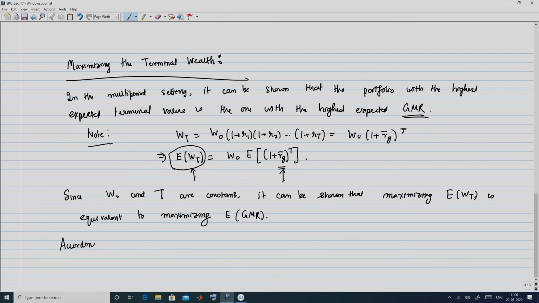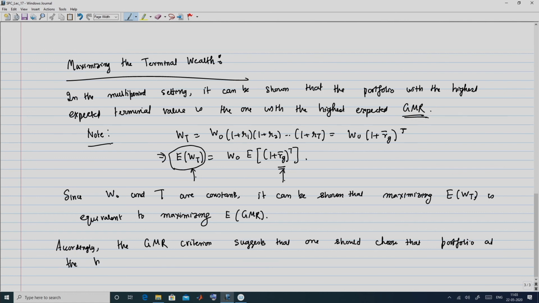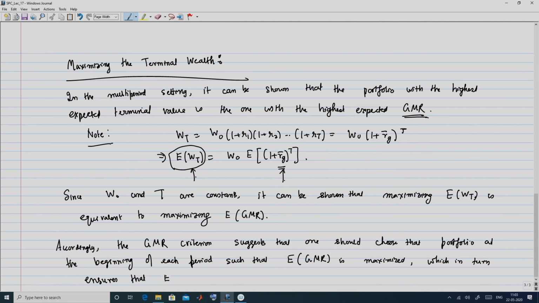So, accordingly, the GMR criteria suggests that one should choose that portfolio at the beginning of each period such that the expected value of GMR is maximized, which in turn ensures that E of W t is maximized.